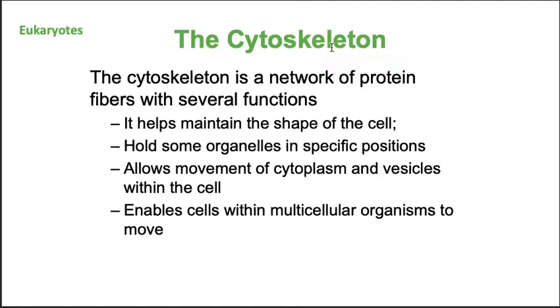Cytoskeleton. The cytoskeleton is a network of protein fibers with several functions. So the first thing you think of is like our skeleton. It helps maintain our shape, right? The cytoskeleton also helps keep certain organelles in certain locations, which is why for different cell types, they tend to all look pretty similar, right? Because their general organelles are found in the same general place because of the cytoskeleton. And then this also allows movement of cytoplasm and vesicles within the cell.